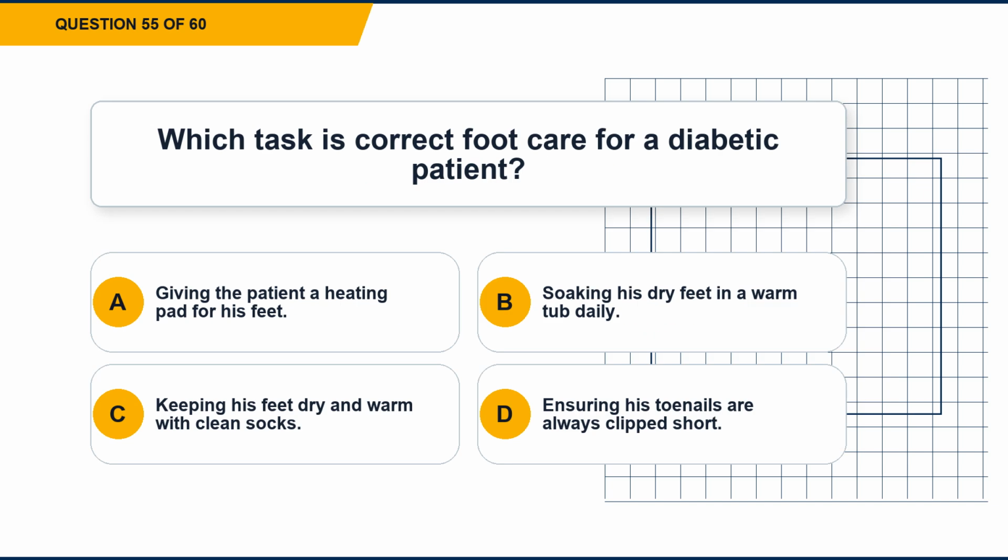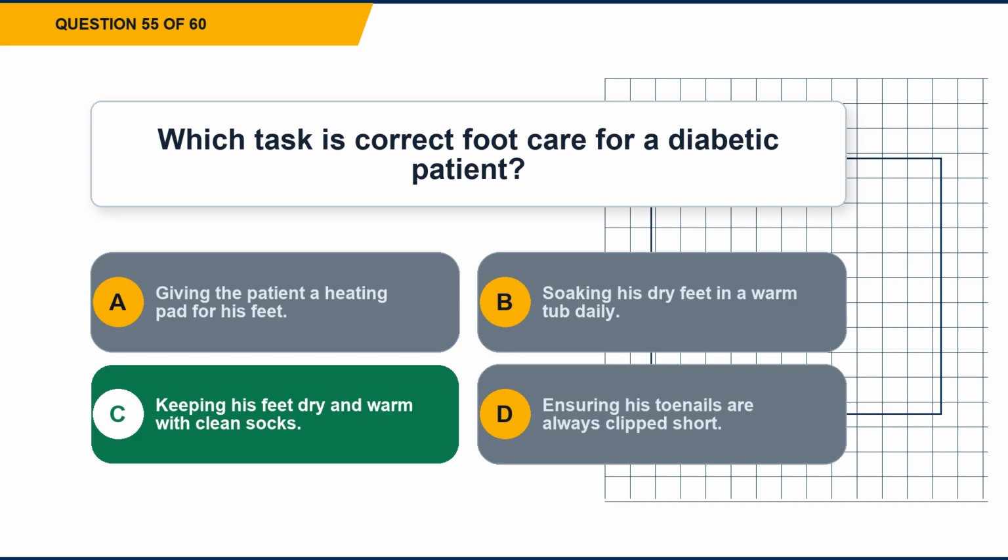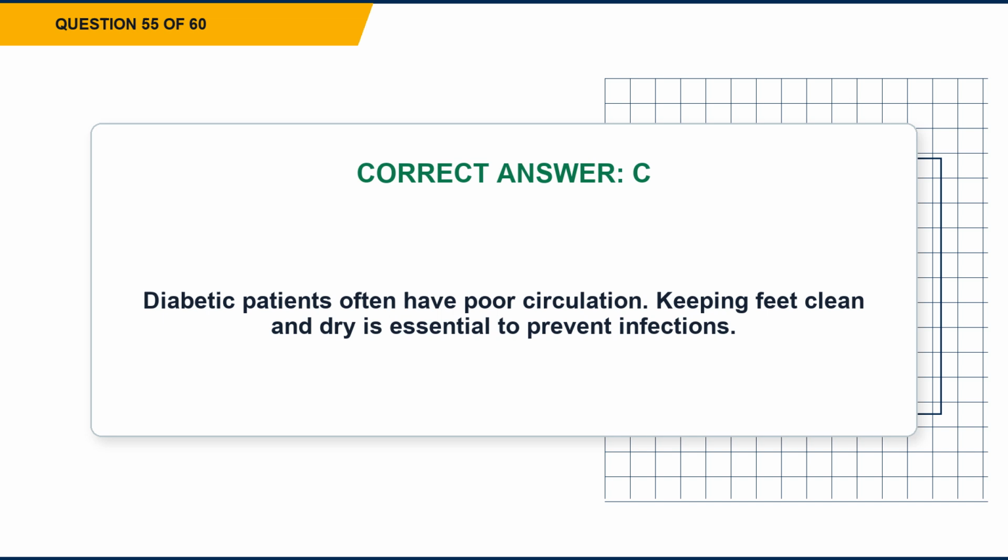Question 55. Which task is correct foot care for a diabetic patient? Option A. Giving the patient a heating pad for his feet. Option B. Soaking his dry feet in a warm tub daily. Option C. Keeping his feet dry and warm with clean socks. Option D. Ensuring his toenails are always clipped short. The correct answer is option C. Keeping his feet dry and warm with clean socks. Explanation. Diabetic patients often have poor circulation. Keeping feet clean and dry is essential to prevent infections.